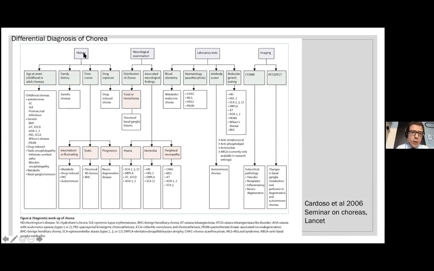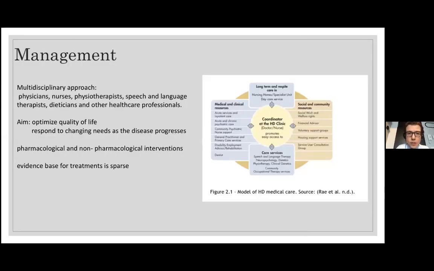But what's really important is the history: when it starts, whether there is a family history, whether it's static or if it progresses, whether it's focal or not. And there are some laboratory tests that can help you rule out different conditions. But I don't want to stray away from the focus, which is HD. So how can we manage it?